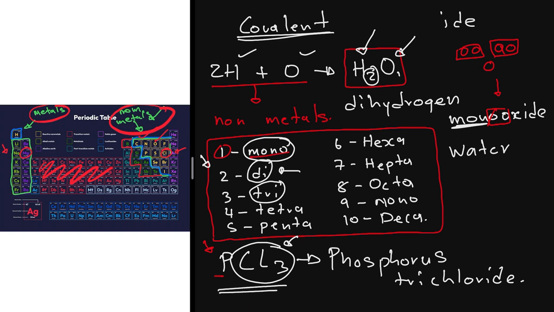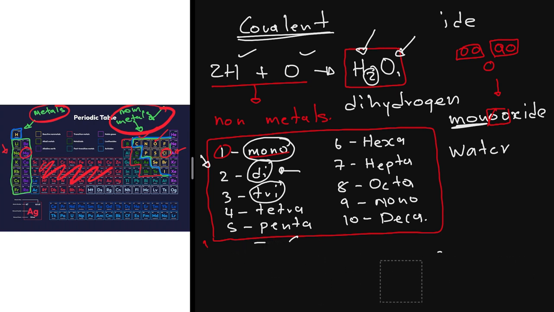So let us look at the next one. You can pause and try to do this and see if you are able to get it. Let's say we have N2O4. So how do we label this? Remember, we're going to look at the first element. The first element is nitrogen. Nitrogen, we're just going to write it as it is. But how many nitrogens do we have? We have 2 of them. So we have to write dinitrogen.